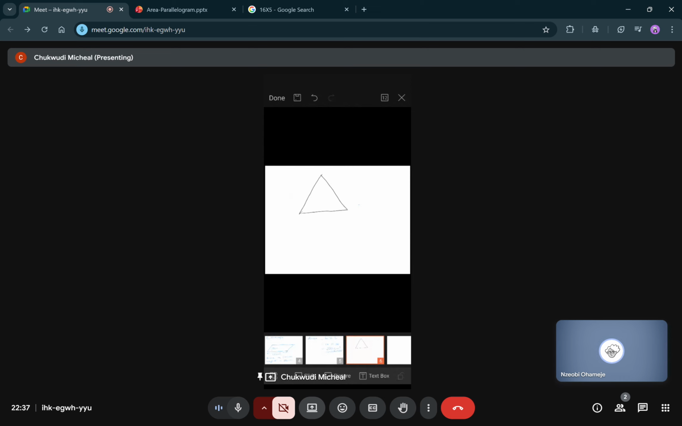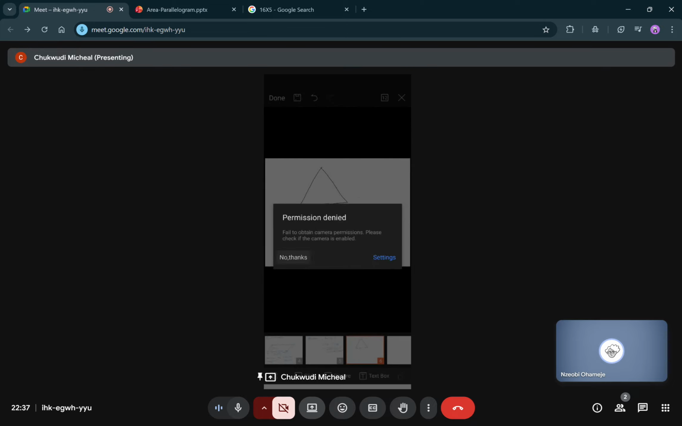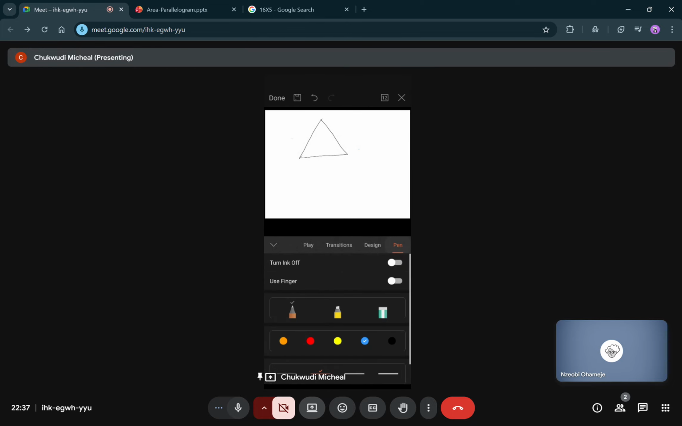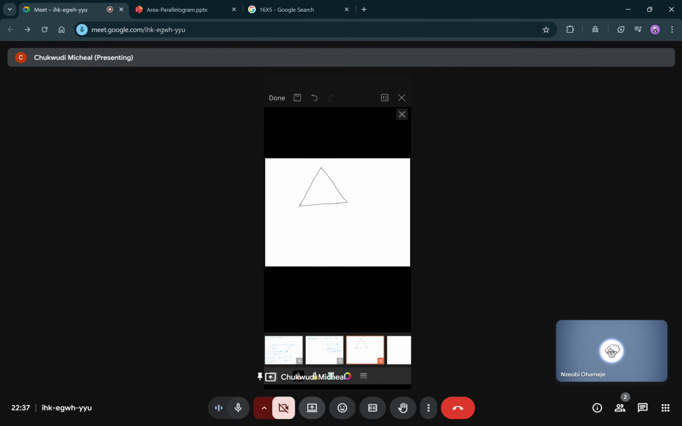Area of a triangle. Have you written that? Okay. So once again, what's a triangle? A triangle is a shape that has three corners, three angles, and three sides.